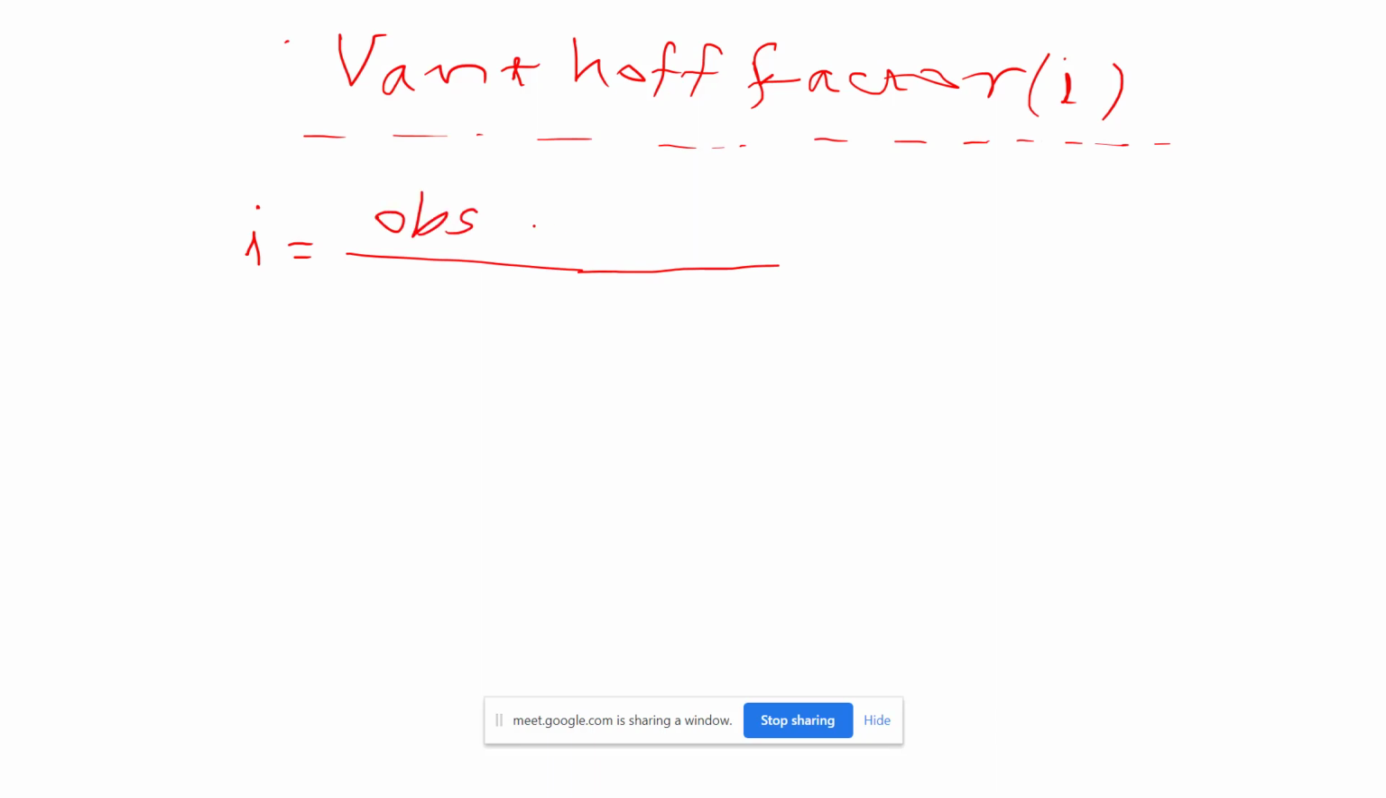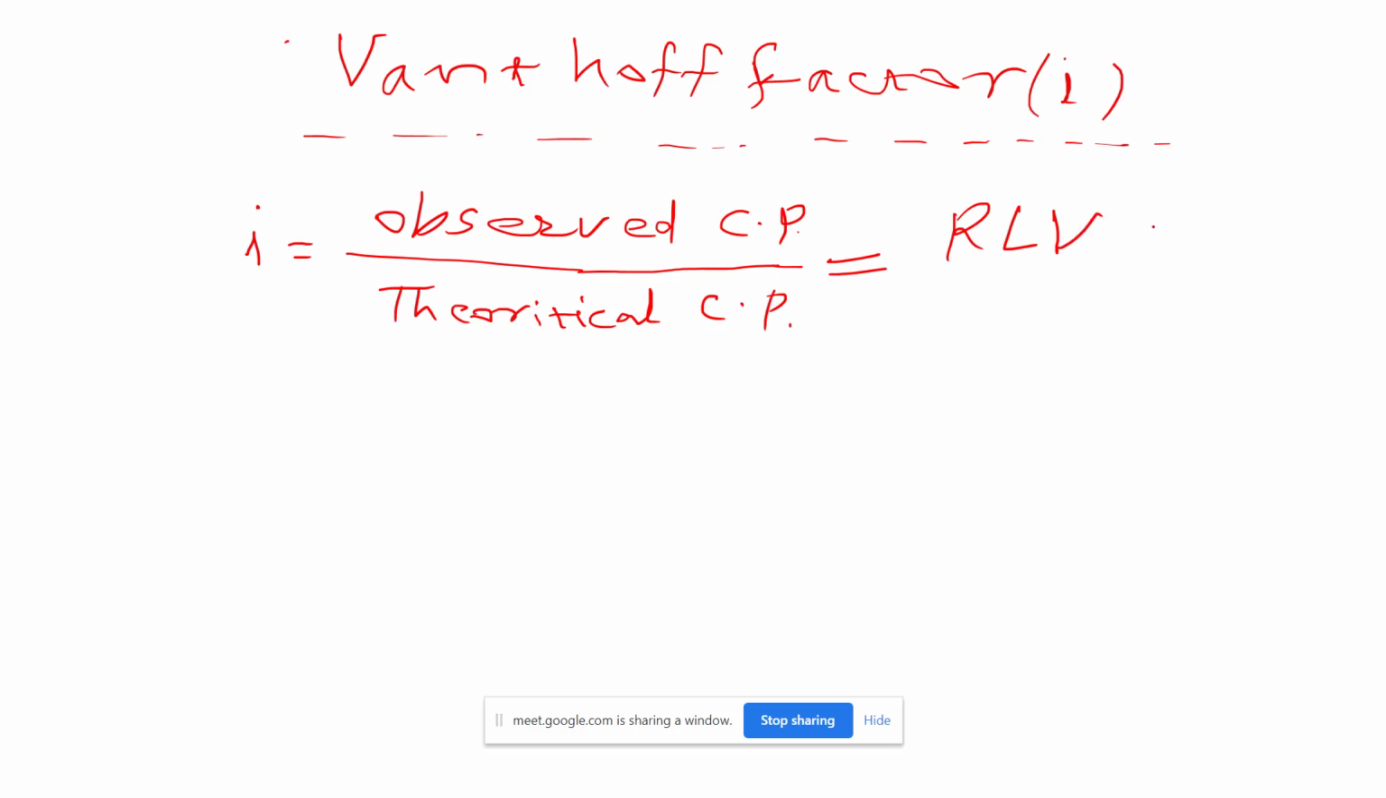observed colligative property values divided by theoretical colligative property value. So this is the ratio of the observed colligative property upon the theoretical colligative property. Now, in place of the observed colligative property, we can take any colligative property out of the four. So we can take here RLVP, the RLVP observed value upon its theoretical value.